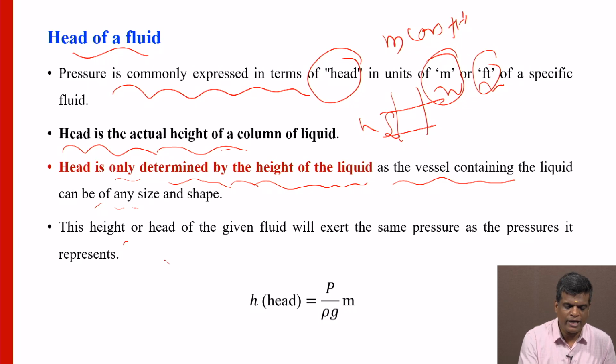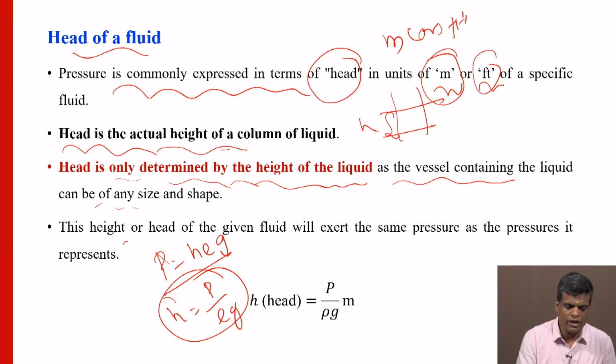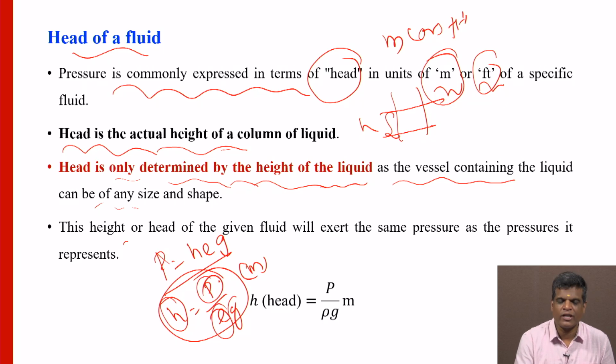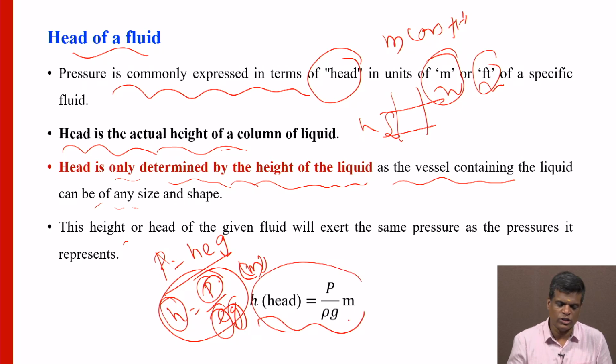So, for the pressure equation P equals H rho G, we can write H equals P by rho G. That is only the actual height of any liquid column, or the head. The unit of the ratio P by rho G is meter, because of the pressure, density and gravity units, finally we get only meter. So the head we can always write as P by rho G.